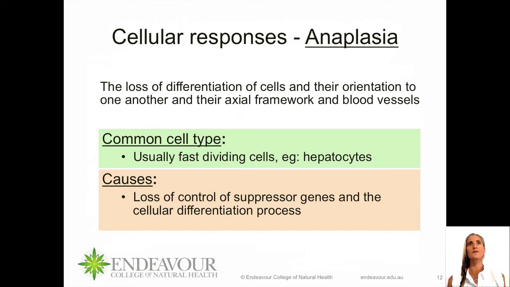Anaplasia. This is the loss of differentiation of cells and their orientation to one another in their axial framework and blood vessels. It is often seen in cancer cells, usually fast dividing cells such as hepatocytes, so that would be liver cancer as you saw in that last image. The causes are the loss of control of the suppressor genes and the cellular differentiation process, so the cells no longer function as part of the tissue that surrounds them. In normal cells, growth stops when a neighbouring cell is reached, because normal cells communicate with each other to provide the proper shape for the tissues.